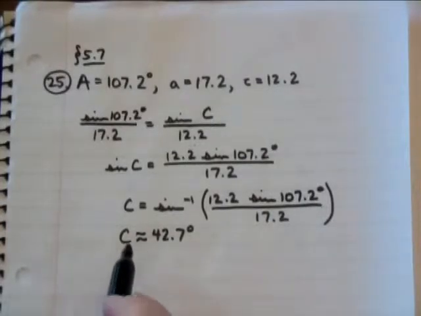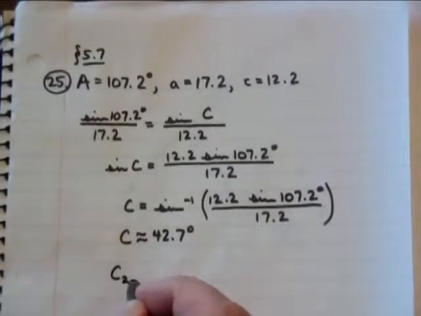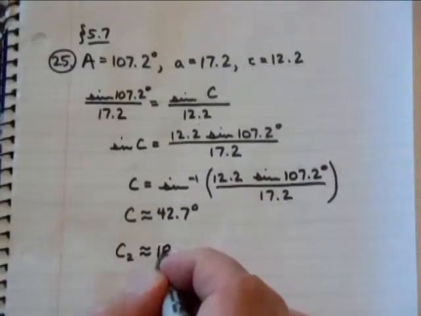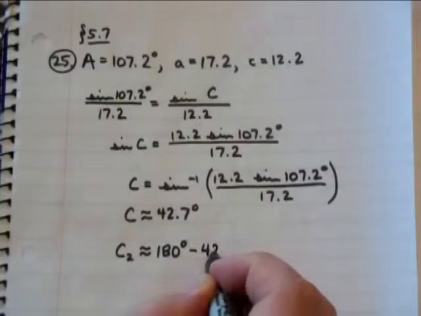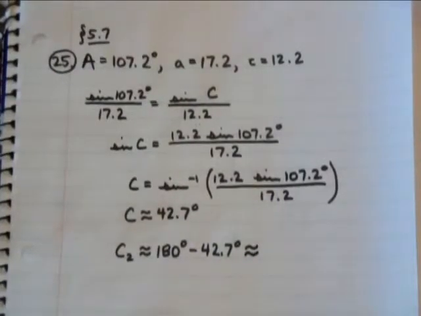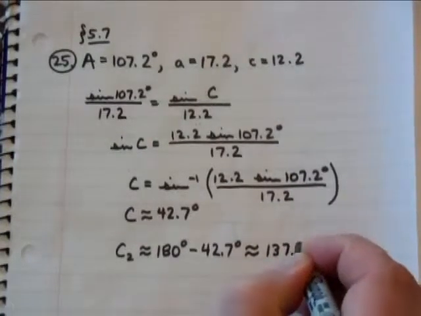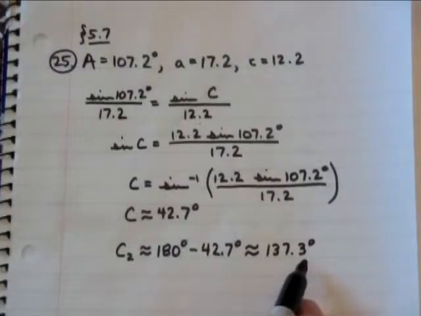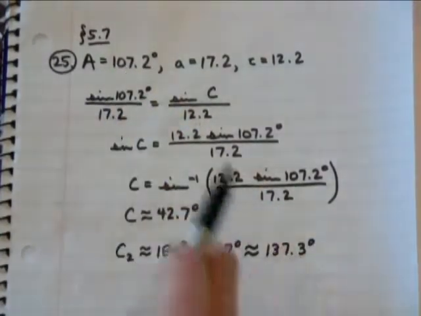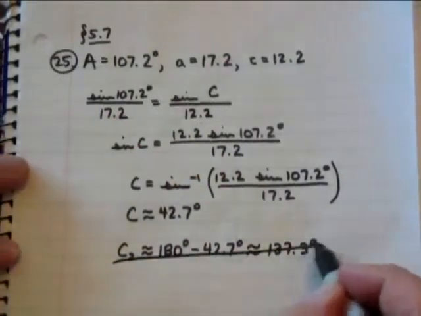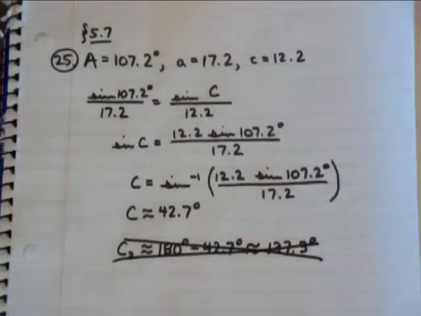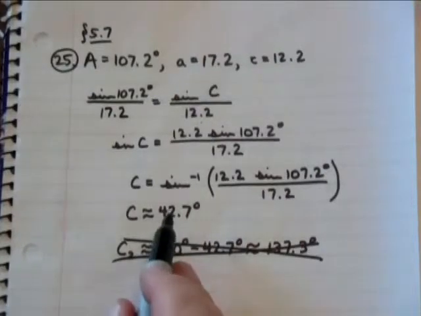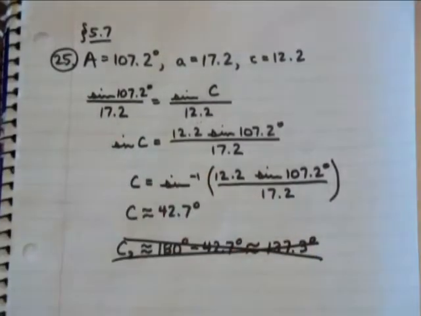Next, we need to figure out, is it possible for there to be a second angle C that could be a solution to this triangle? So if there is a second angle C, then that must be equal to 180 degrees minus the original angle C. So 180 degrees minus 42.7 gives us 137.3 degrees. Now, angle C2, 137.3 degrees, and angle A that we were given add up to more than 180 degrees, so it is not possible for that to be a solution to this problem. So there is just one solution to the problem in number 25.